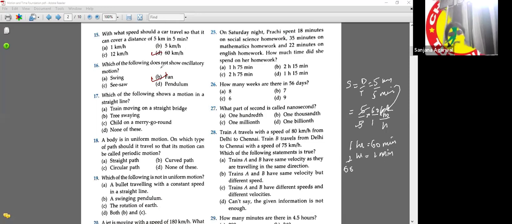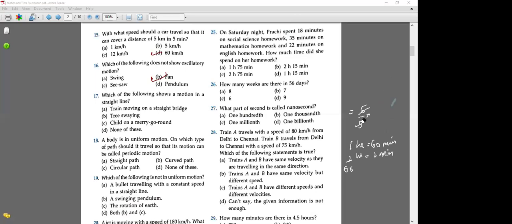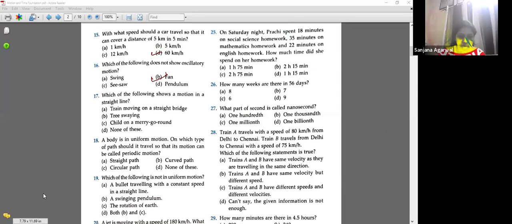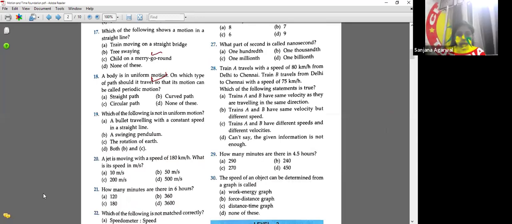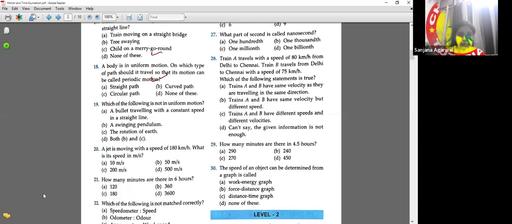A body is in uniform motion, and what type of path does it travel so that the motion can be called periodic? Okay, fine, C. 19. Ma'am, 19th is B. Which of the following is a modern swimming pattern? Yeah. 20th. Which of the following is not in uniform motion? Okay, 19 I've told. Sorry. 20th.